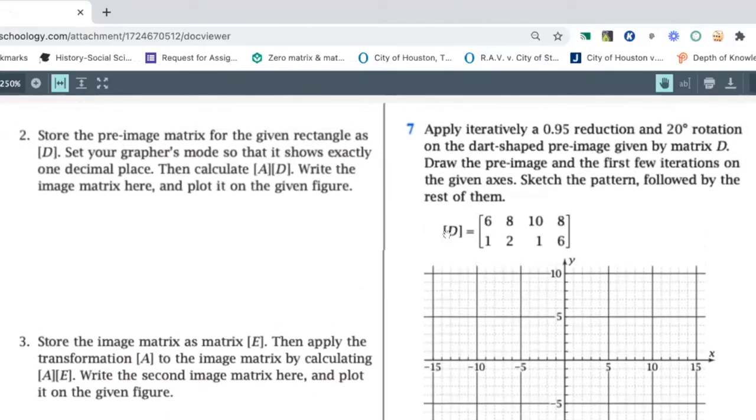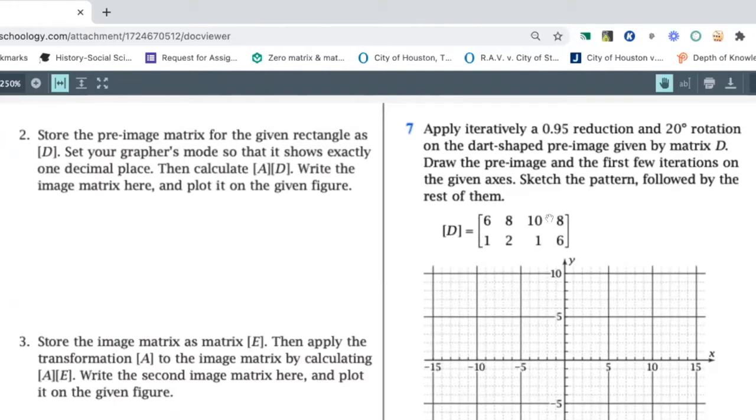This one here, they give you another thing here. Oh, it's a dart. That's what it is. It's like a little arrow.